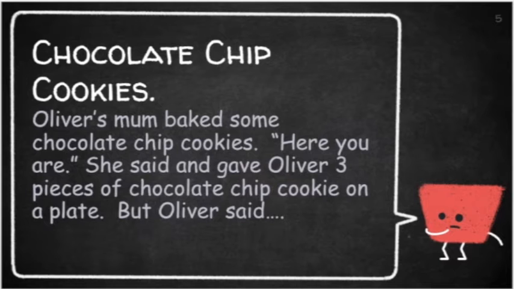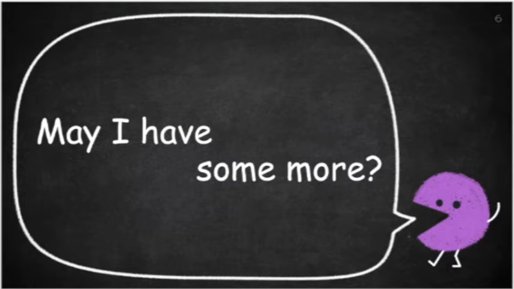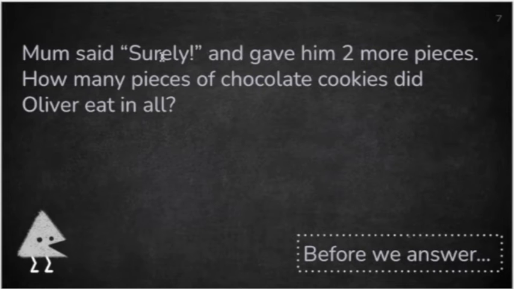So here's our story. It's about chocolate chip cookies. Oliver's mom baked some chocolate chip cookies. "Here you are," she said, and gave Oliver 3 pieces of chocolate chip cookie on a plate. But Oliver said, "May I have some more?" Mom said, "Surely," and gave him 2 more pieces. How many pieces of chocolate cookies did Oliver eat in all?